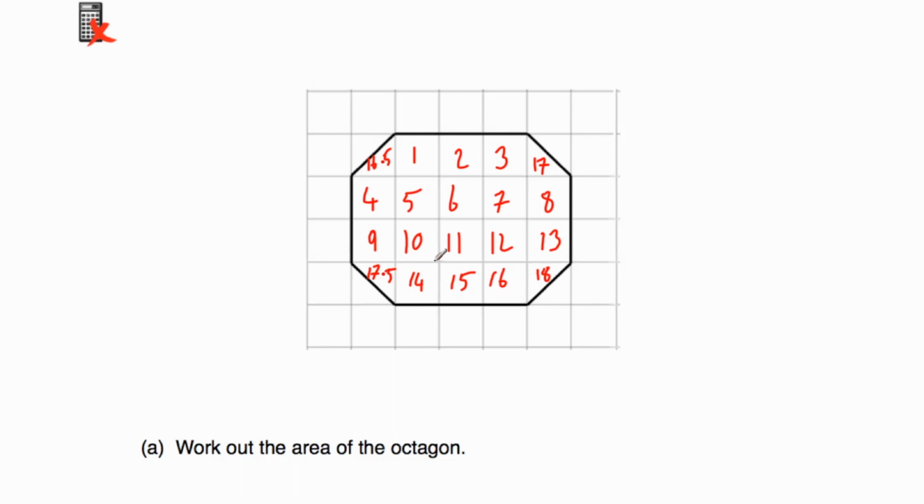So that's one way we could do it, is to count them as half squares and just go to 16 and a half, 17, 17 and a half, 18, and do it like that. And that means the area of this octagon is 18 centimetres squared. So that's one way we could have done it.